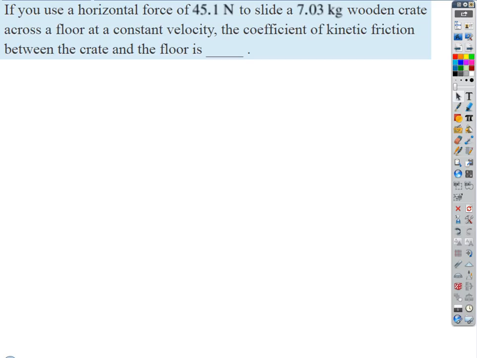Okay, so here's our problem. We've got to draw a free body diagram. I have everybody's attention up here, please. Okay, so the diagram. So here's the object.